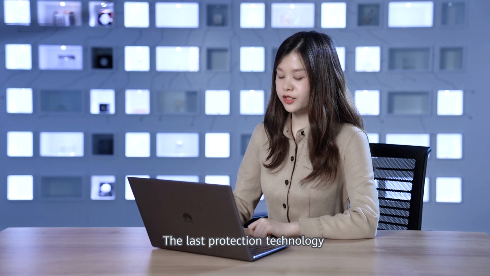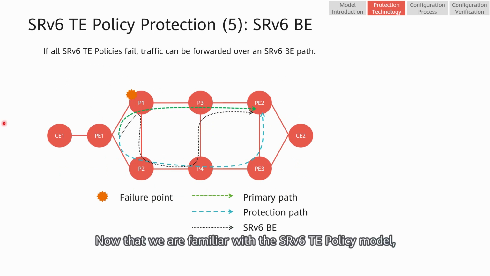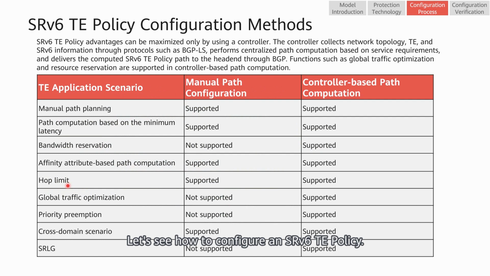The last protection technology we'll look at is SRv6 BE. It enables traffic to be directly switched to an SRv6 BE path for forwarding in best effort mode, if all SRv6 TE policies fail.